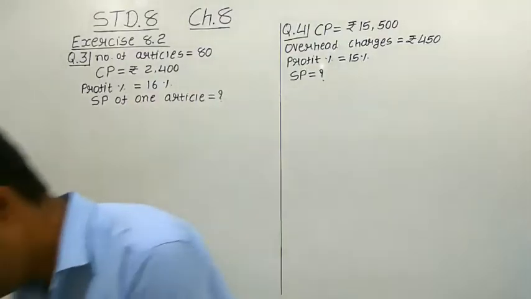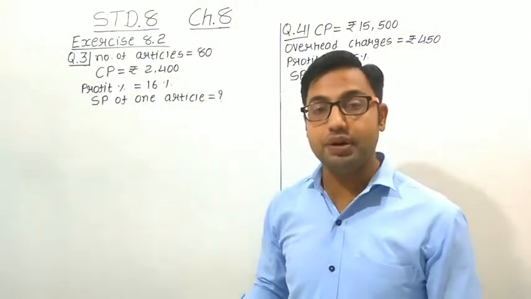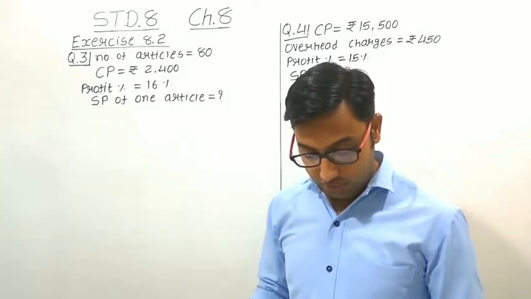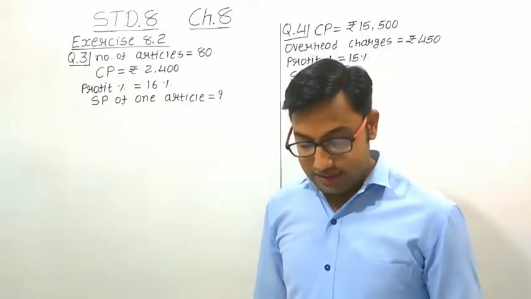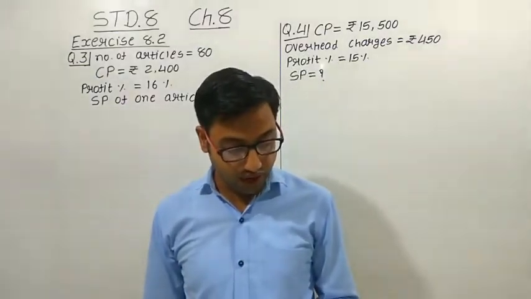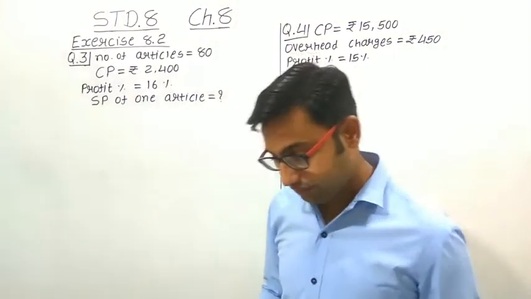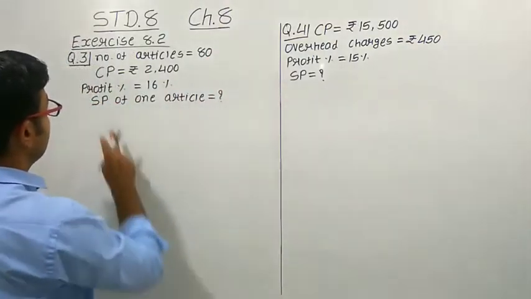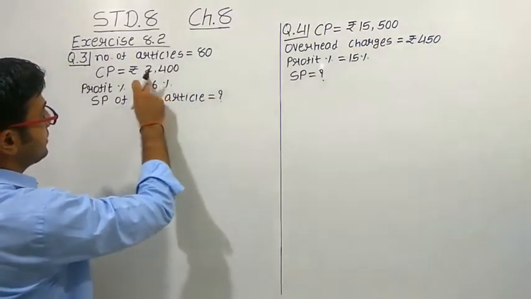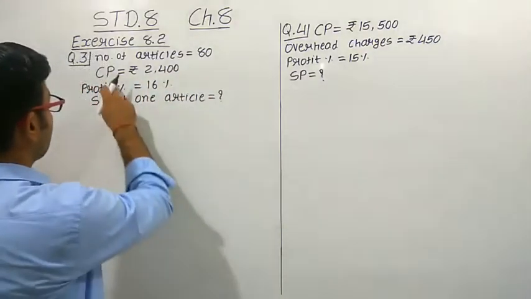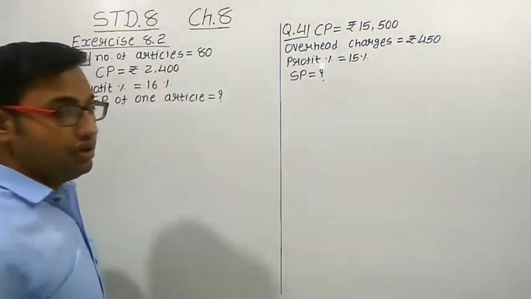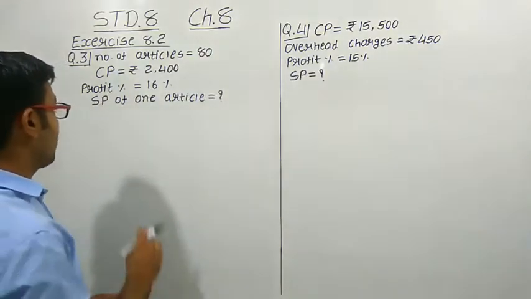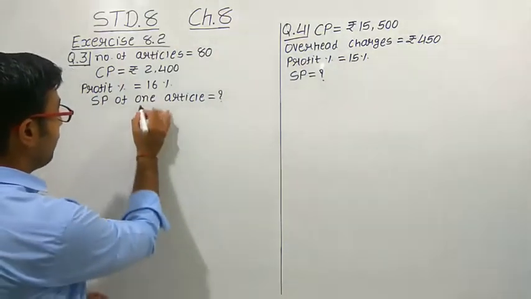So question number 3 is: a shopkeeper buys 80 articles for rupees 2400 and sells them for a profit of 16%. Find the selling price of one article. Here we are given that the number of articles is 80. He buys the total 80 articles for 2400 rupees. That means the cost price of the total articles is 2400. Okay, how much profit does he make? 16% profit. So we have to find the selling price of one article.